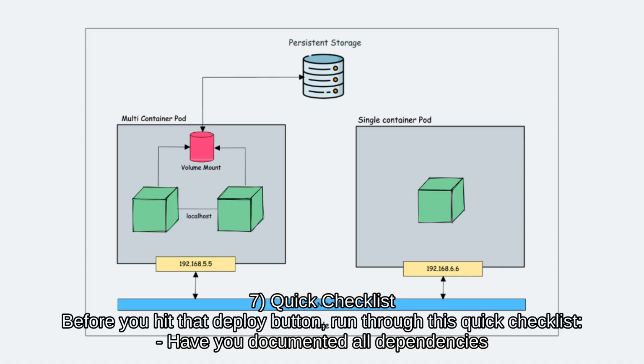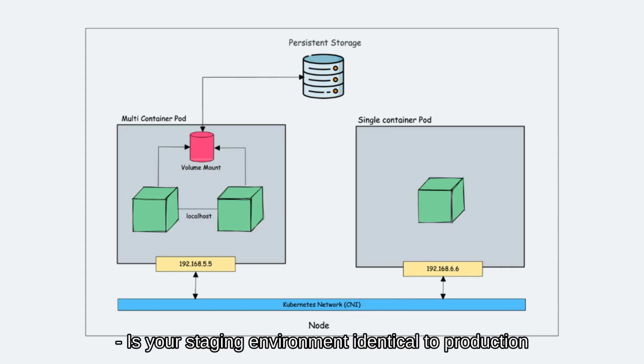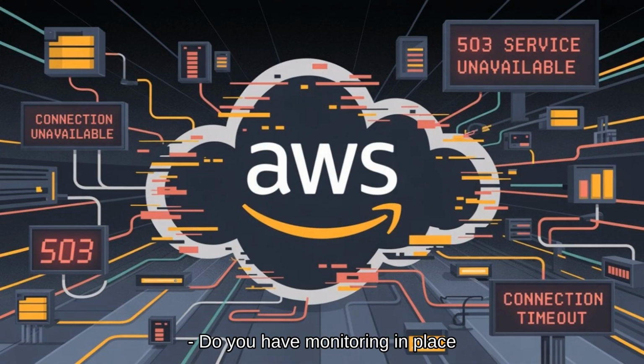Quick checklist before you hit the deploy button. Run through this quick checklist. Have you documented all dependencies? Is your staging environment identical to production? Are your tests comprehensive and up to date? Do you have monitoring in place? Is your rollback strategy clear and accessible?